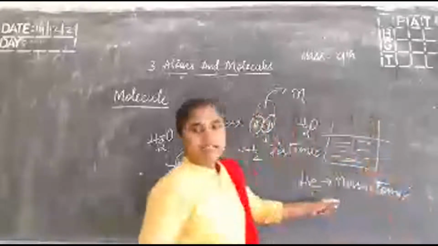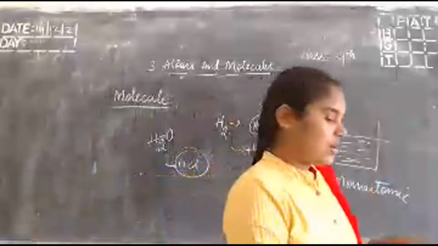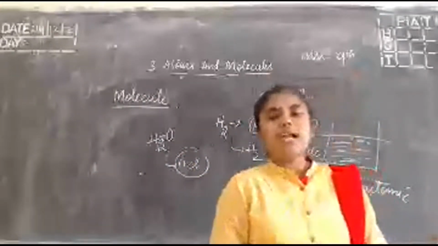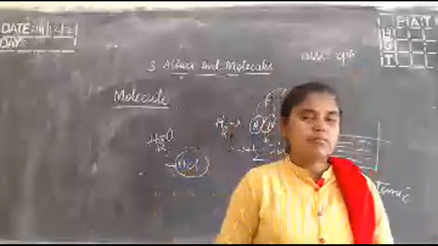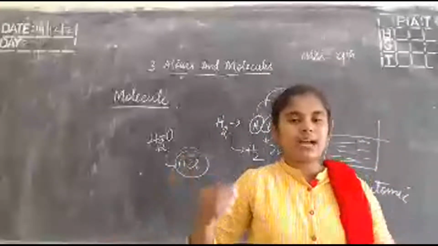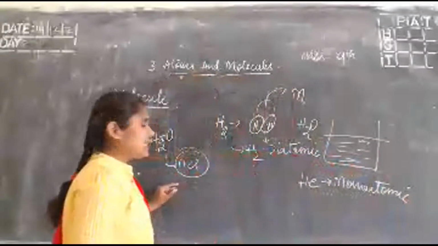So this is called monoatomic. Then you can see that the number of atoms constituting a molecule is known as atomicity. So the number of atoms that are present in the molecule, that property is called atomicity. We'll see with an example.